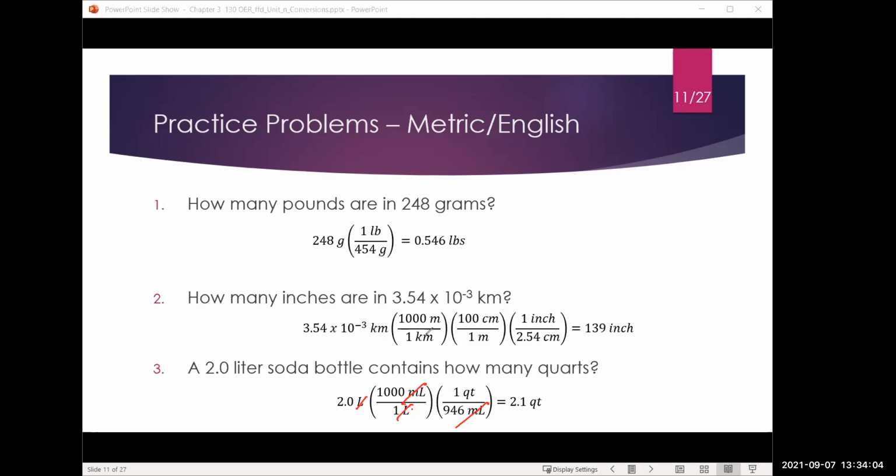Now you just simply do the math, plug it in the calculator, 2 times 1,000, divide that by 946, you end up with 2.1 quarts, simply because you have 2 sig figs.